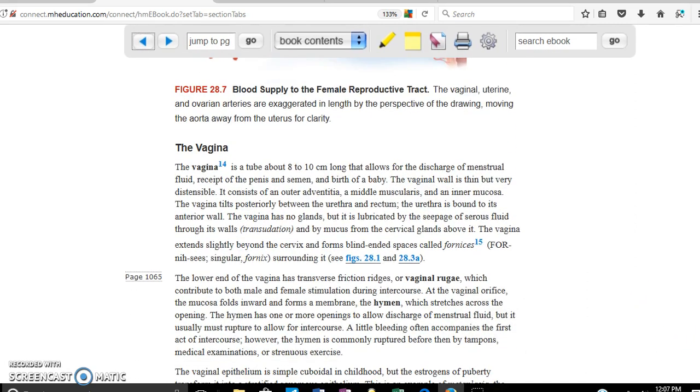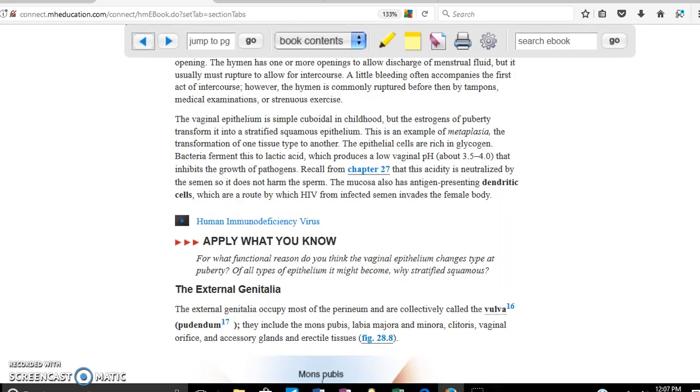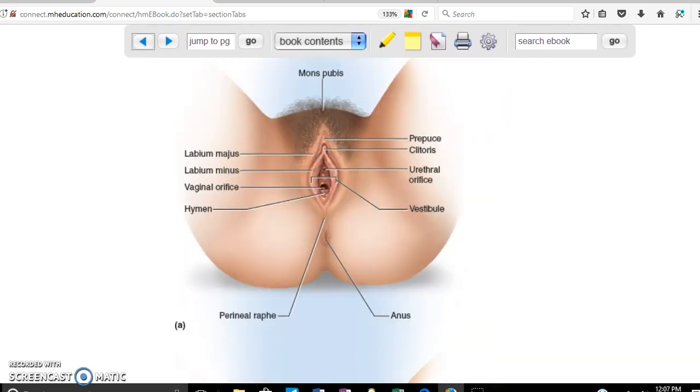The vagina, which is a tube that is going to help the deposit of semen, the passageway for the baby, as well as the discharge of the menstrual period. So we keep scrolling down. External genitalia, we already mentioned. We have the clitoris, labia majora, labia minora, mons pubis.